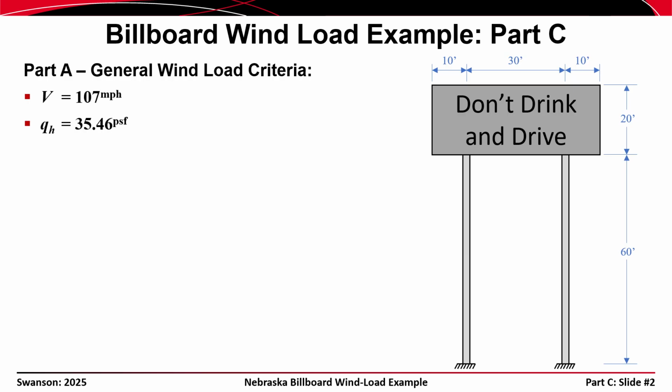In Part A of this example, we determine the general wind load criteria, including the base wind velocity V, the elevation factor K sub e, the topographic factor K sub zt, and the velocity pressure coefficient at the top of the billboard, K sub h. Finally, we calculated the design velocity pressure at the top of the billboard, q sub h, as 35.46 pounds per square foot. If you missed the video for Part A of the example, you can watch it using the link shown here.